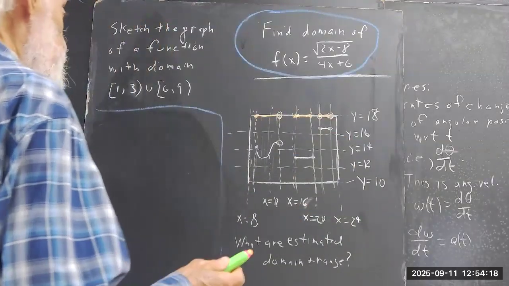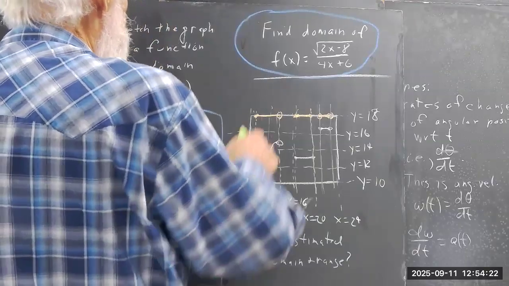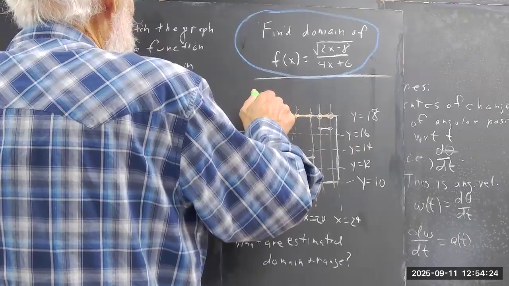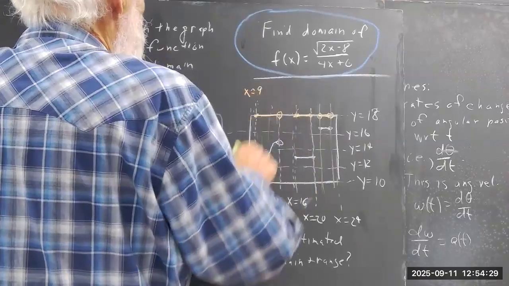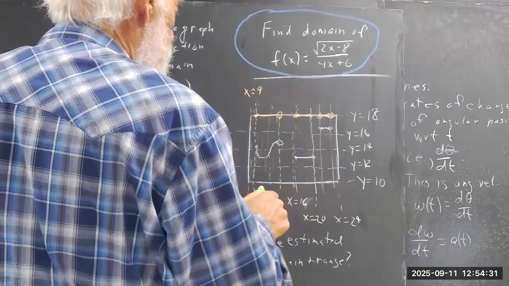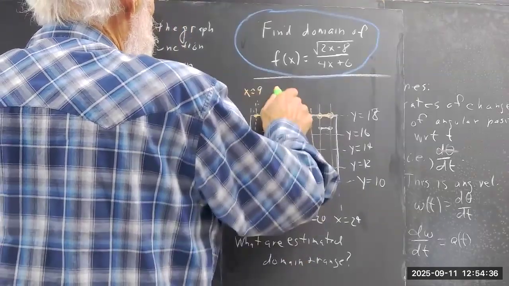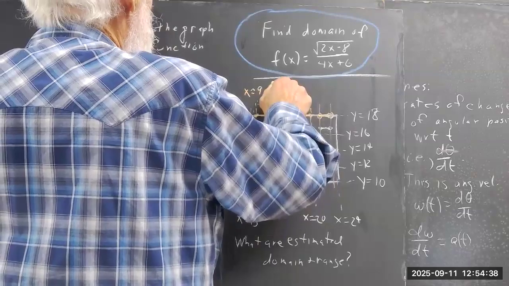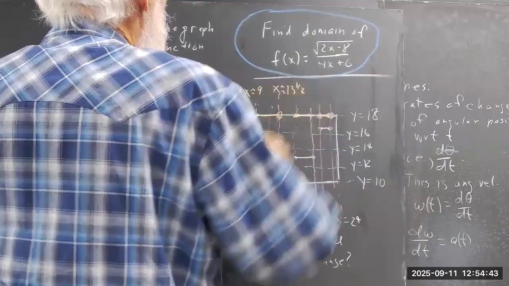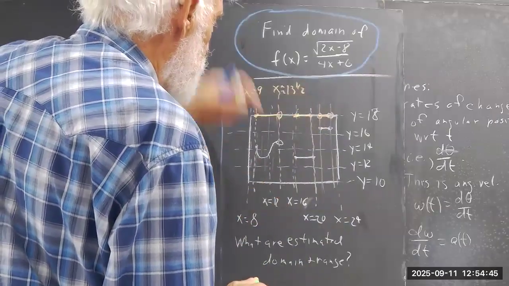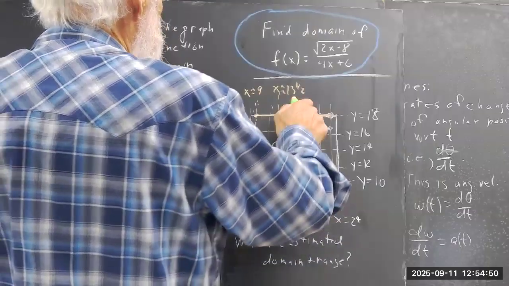You have to make some estimates. If this is x equals 8 and this is x equals 12, I don't think it's really quite 9 here, but we'll just say x is approximately equal to 9 on this line. And x looks like it's between 12 and 16, not quite halfway. So I'm going to say it's about 13 and a half. Then here, looks like x is just a little more than 16, maybe 16.3.